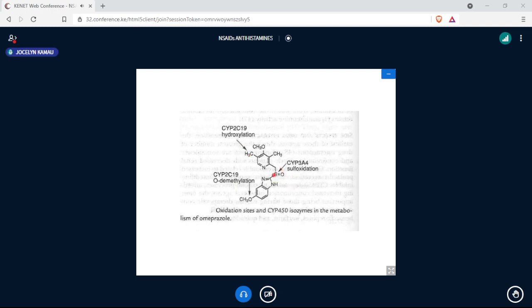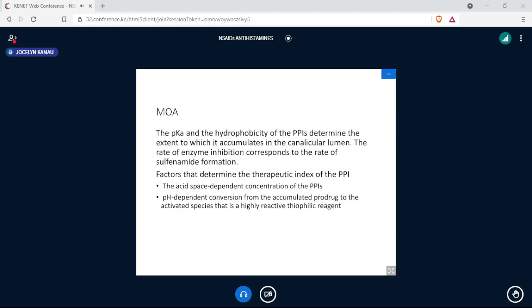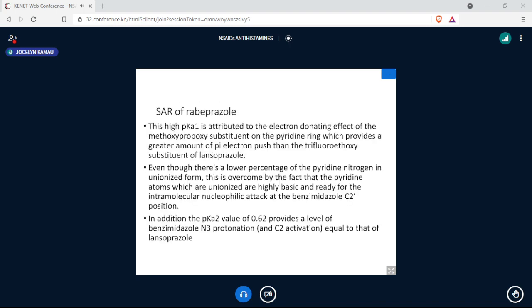Now it's a sulfoxide. It can undergo further sulfoxidation to the sulfone. The main enzyme there is cytochrome 3A4. Then this methoxy group here can undergo oxidative O-demethylation, again catalyzed by cytochrome 2C19. So that is how omeprazole is metabolized. So when we look at esomeprazole, it is just the differences in the activity of those enzymes that brings about the change in the reactivity of esomeprazole compared to omeprazole.